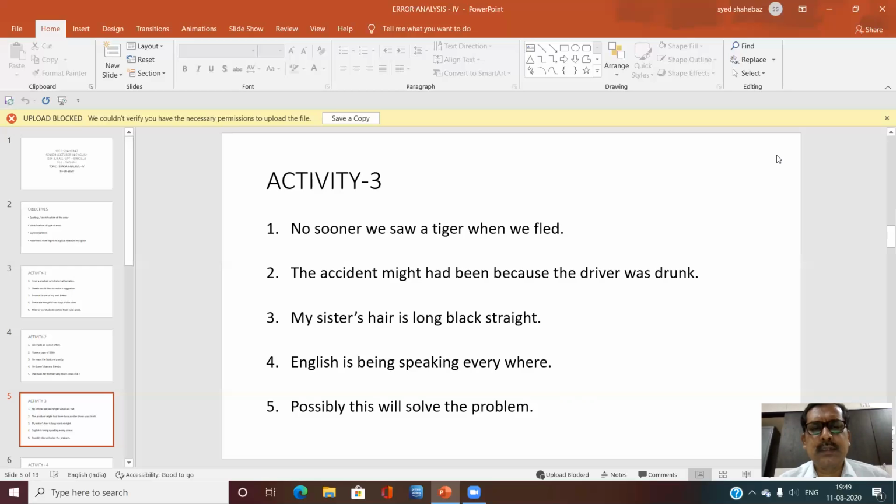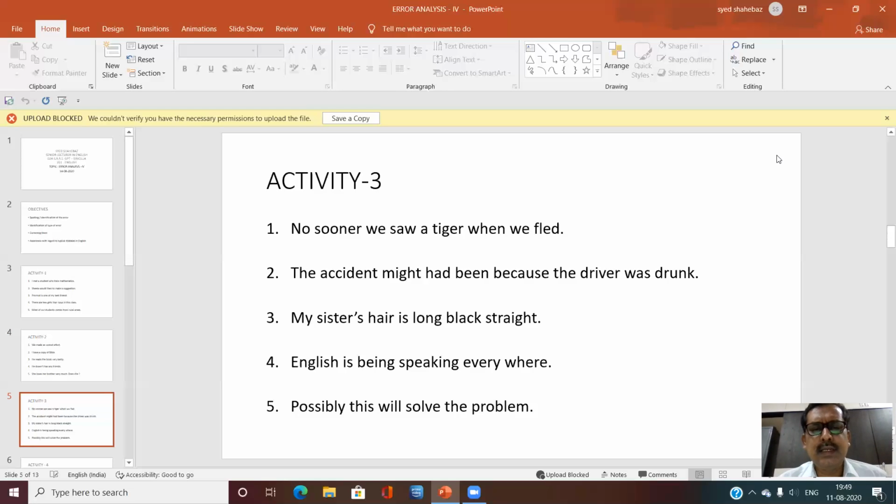Third sentence, my sister's hair is long, black, straight. So here the mistake is in the use of punctuation, commas. After long, comma, after black, add the conjunction and. My sister's hair is long, black, and straight.